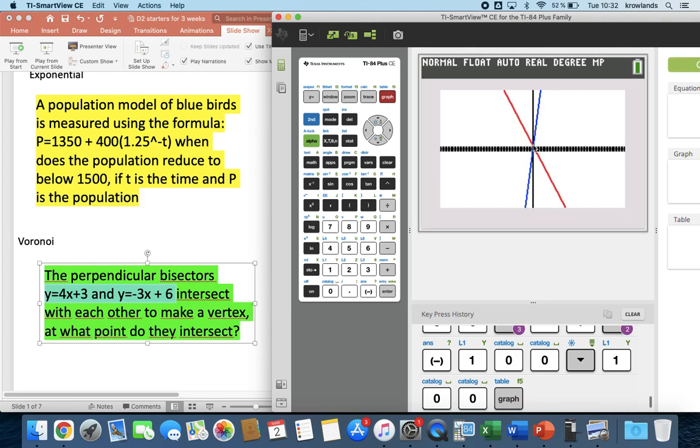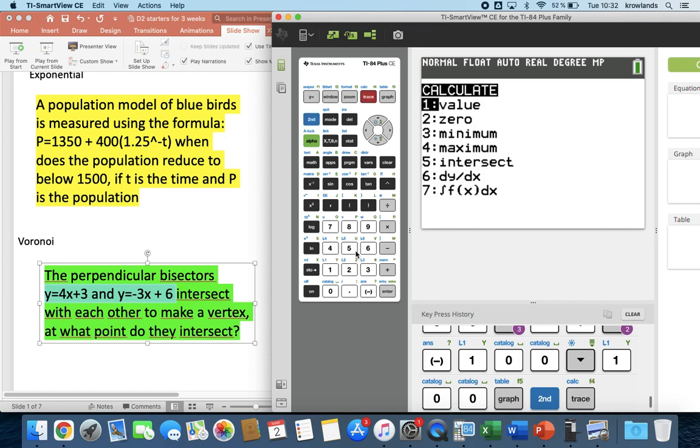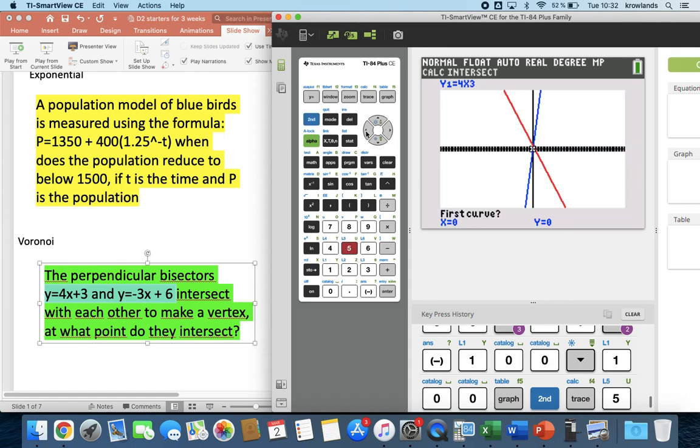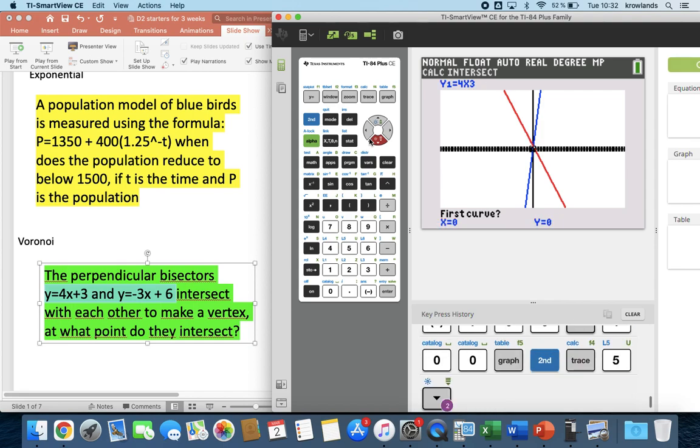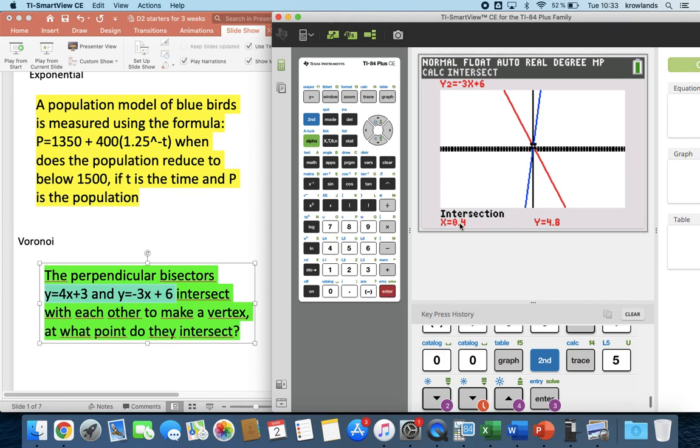We want to see where they intersect here. So we're going to press second calc again. We're going to find the intersection. We're going to select one curve. And then we're going to select the other curve, and then we're going to find the middle intersection. There we go. They intersect at 0.4, 4.8.